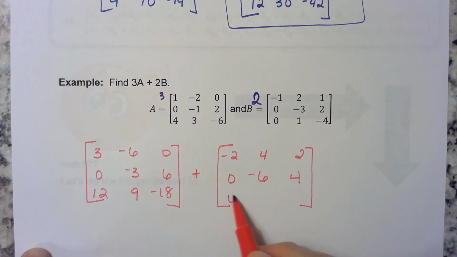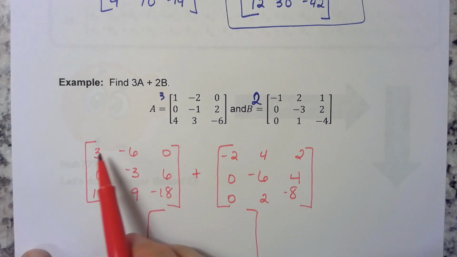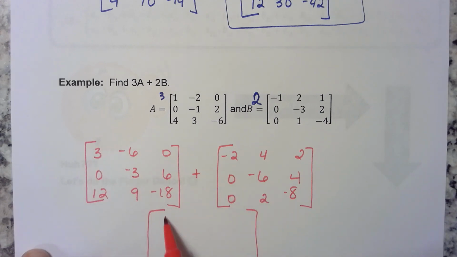Now we want to add these two together, and we can because they're both 3 by 3. 3 plus negative 2 is 1. Negative 6 plus 4 is negative 2. 0 plus 2 is 2. 0 plus 0. Negative 3 plus negative 6. 6 plus 4. 12 plus 0. 9 plus 2. Negative 18 minus 8.